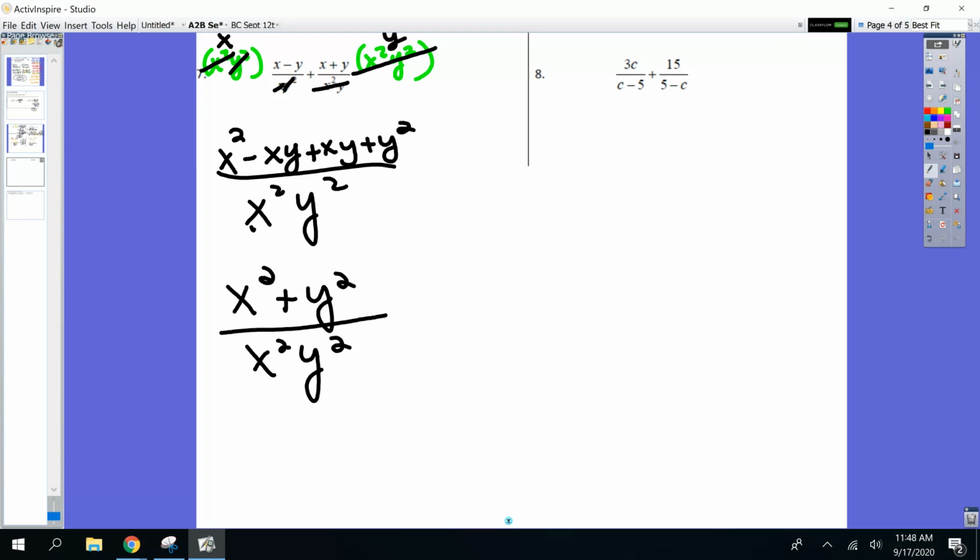Liz, what's up? It's not negative. It's got to be a minus in between, right? Good job. It's got to be a minus. Everyone agrees? And I cannot cross out the x squareds and the y squareds because there's that plus sign attaching them. So yes, we are done.